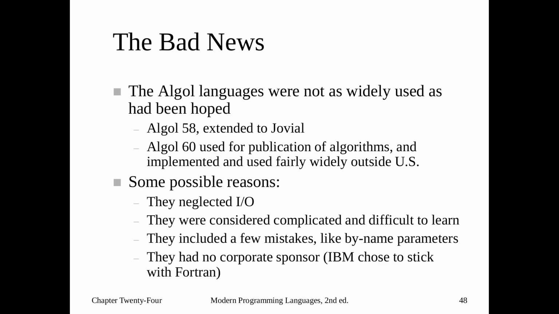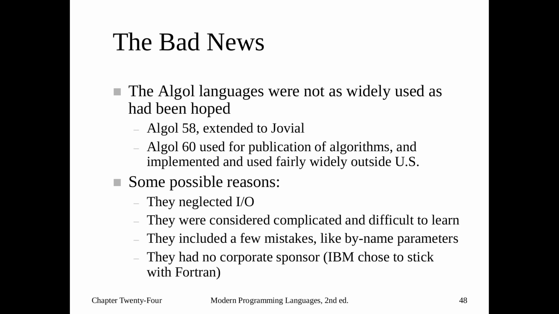But the bad news was, like I said, Algol languages are not as widely used as had been hoped, right? Algol 58 was extended into a language called Jovial, and Algol 60 was used for publication of algorithms, but was never actually used very widely outside the U.S. There were several reasons, and we don't know exactly why it was never used, but they did neglect I/O.